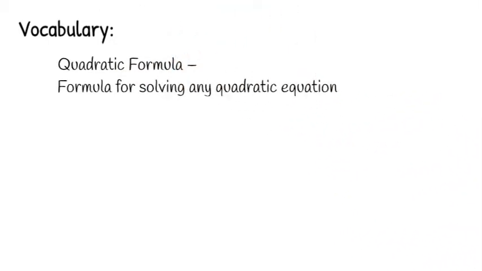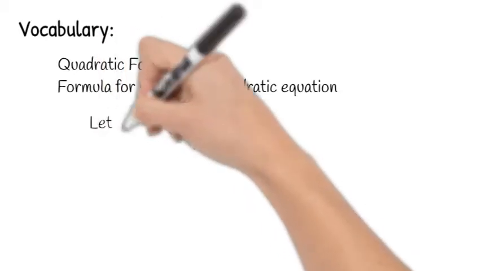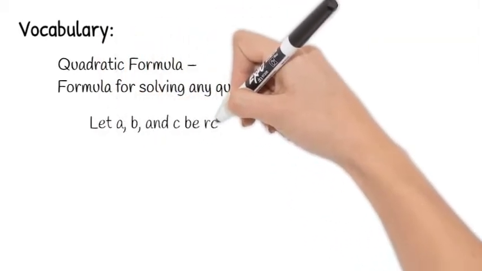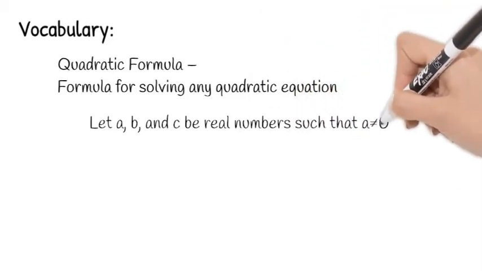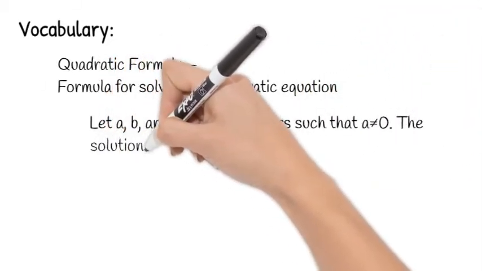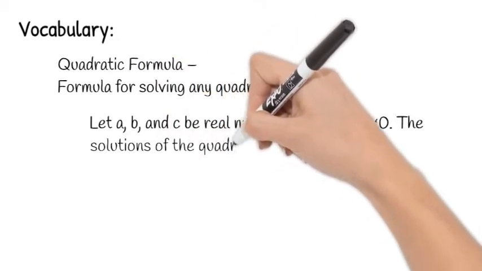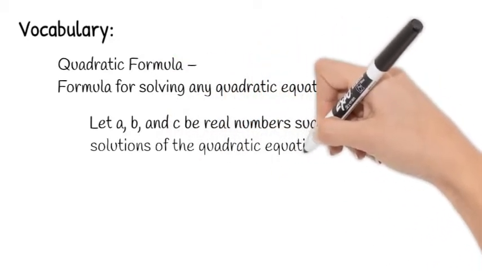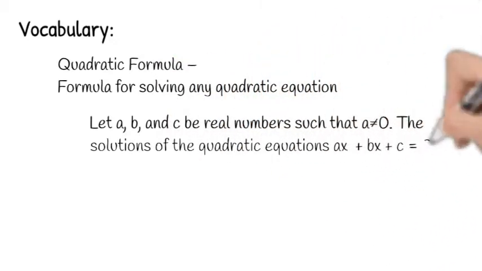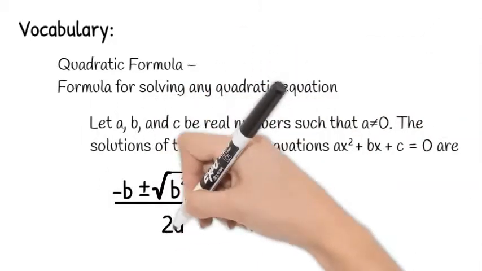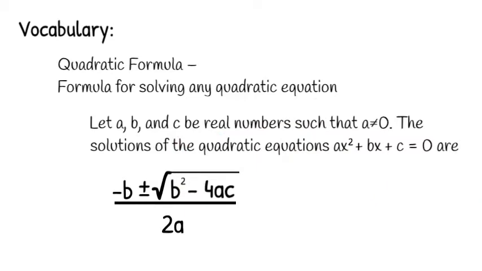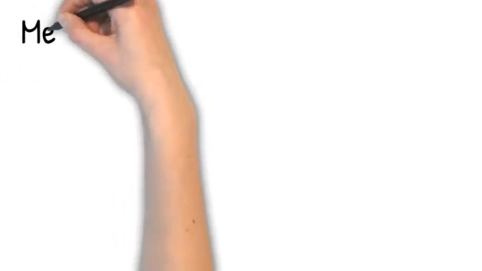So we're going to let A, B, and C be real numbers such that A cannot equal 0. The solutions of the quadratic equation, ax squared plus bx plus c equals 0, are x equals negative b plus or minus the square root of b squared minus 4ac all over 2a. And you can make a little song about that to help you remember it.